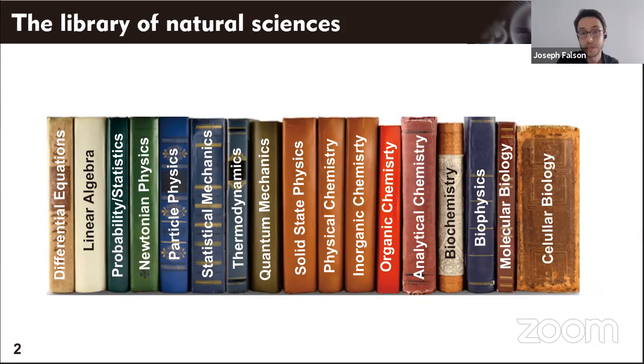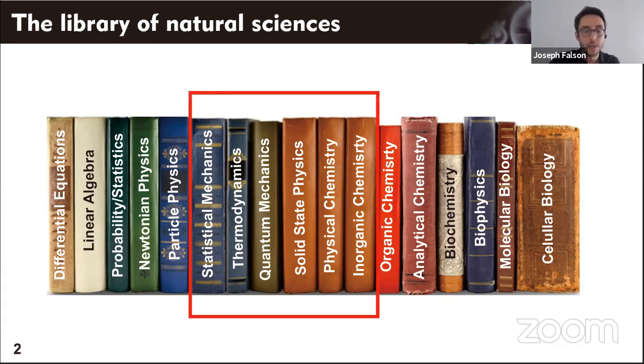So my undergraduate degree was in chemistry. I took classes in organic chemistry, a little bit of organic chemistry, analytical chemistry, but my career naturally evolved to take me more in the left-hand direction of this library. So what I'll be talking about today, in upper level undergrad terms, is very much in the realm of statistical mechanics, thermodynamics, quantum mechanics, solid state physics, physical chemistry, and inorganic chemistry. It's somewhere at the borderline of physics and chemistry.